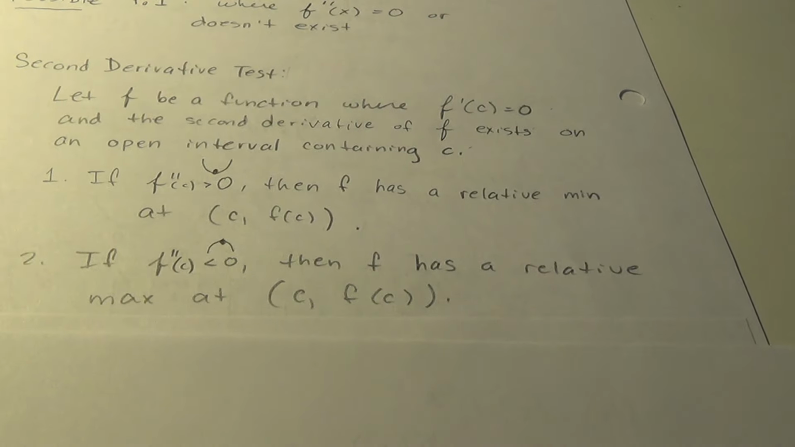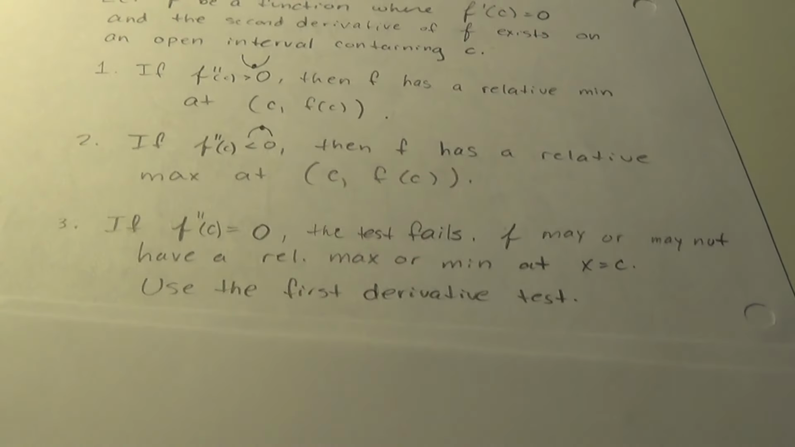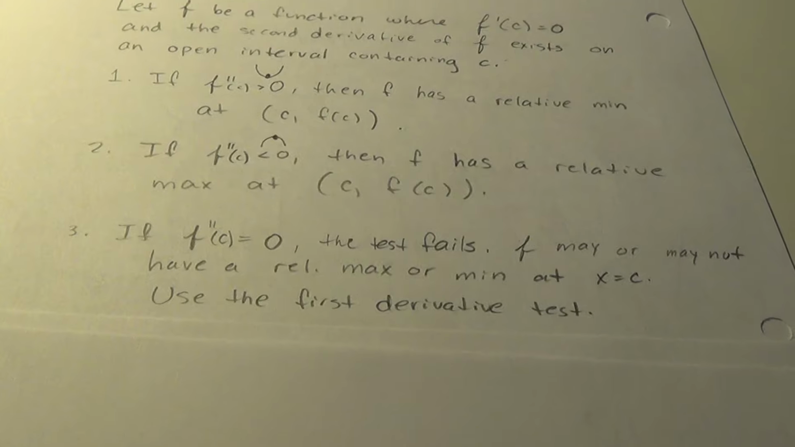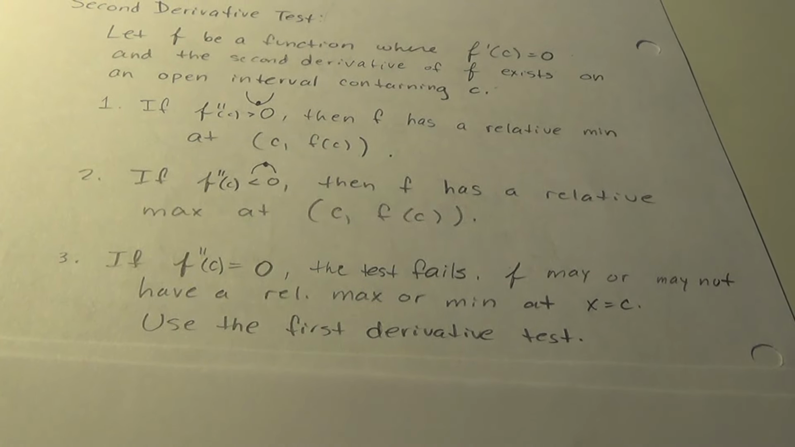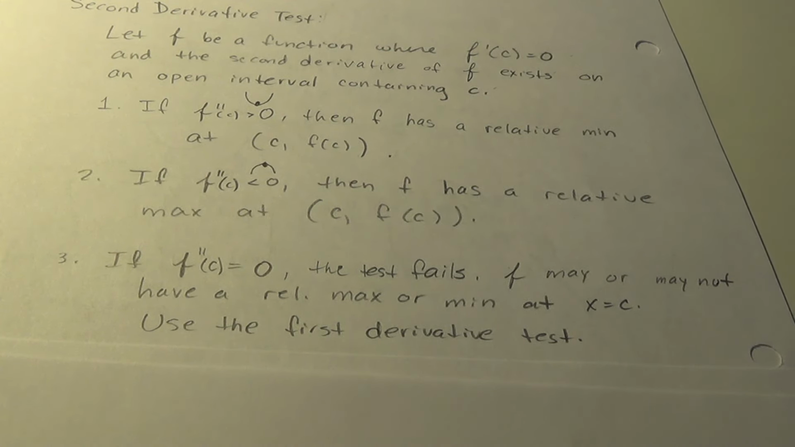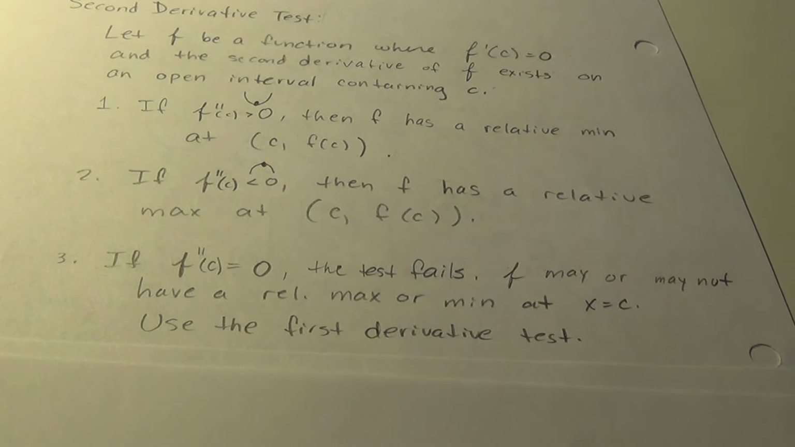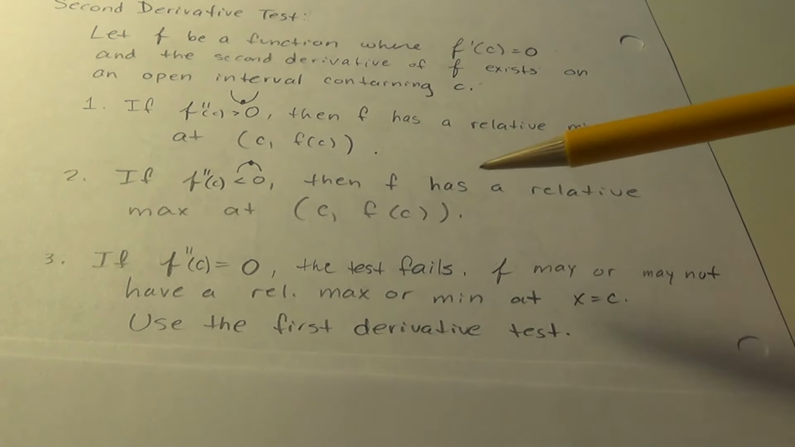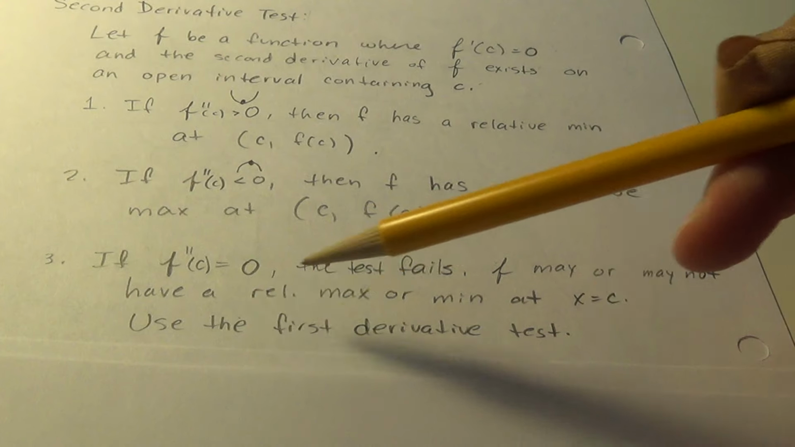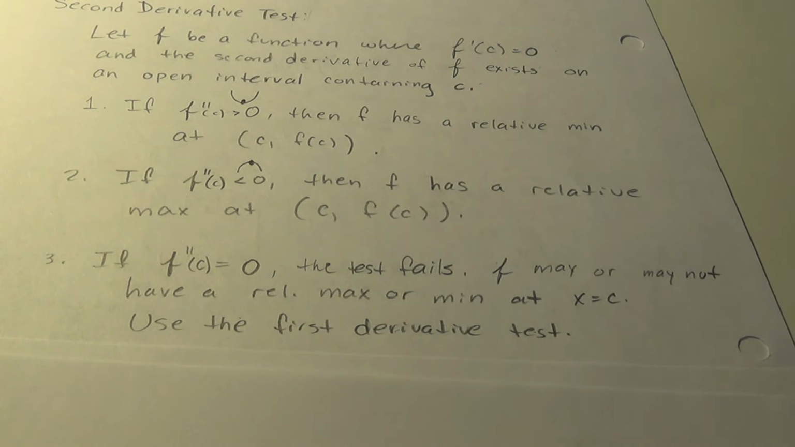All right. We're not done though. There's a third part, and that is if the second derivative at point c equals 0, then the test fails. So the function may or may not have a relative max or min at x equals c, but the second derivative test cannot tell us. So second derivative at c equals 0 means we have to go and use the first derivative test to tell what we have.